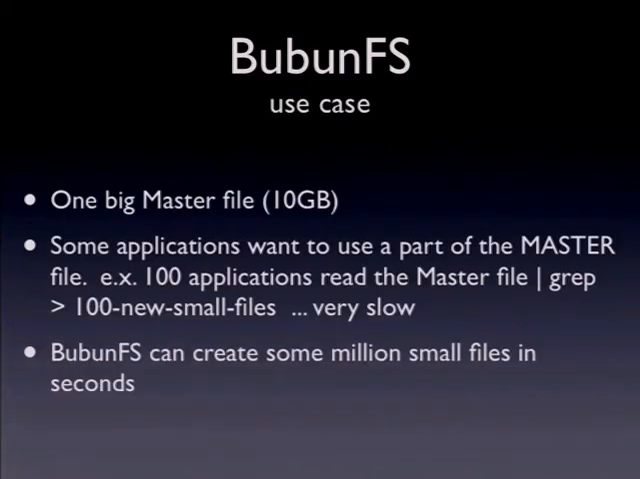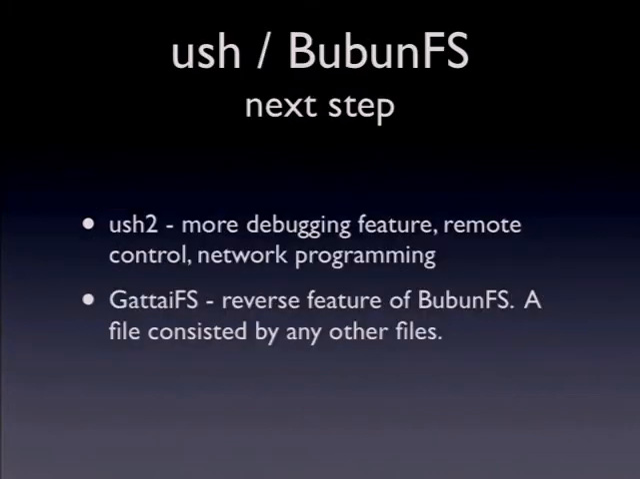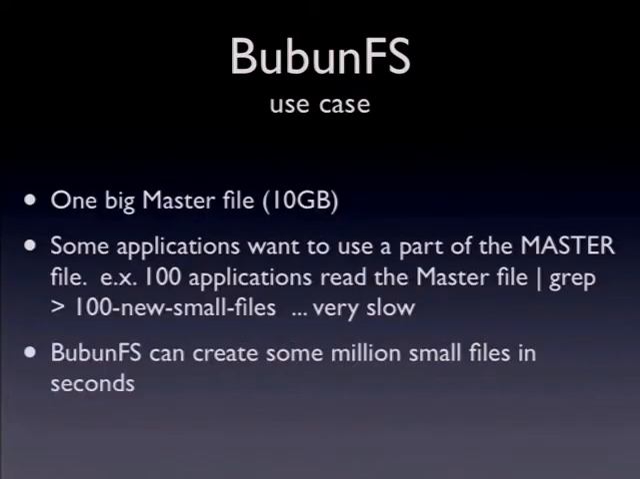Use case: one big master, 10 gigabytes. It is common in enterprise systems. So some applications want to use a part of the master file. For example, 100 applications read from the master file, grab it and make a new file, very slow. If you use the BubunFS system, you can create some million small files in a second, with no separate I/O to read and write a new file, very fast. Like a database view? Yes, exactly. A file name, offset, and length. Yes, exactly.